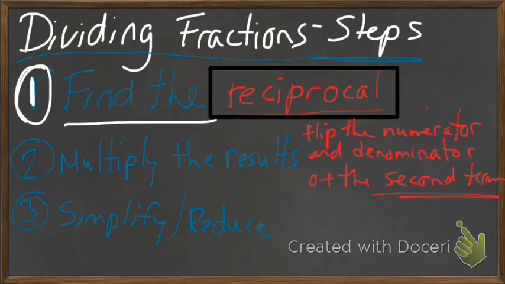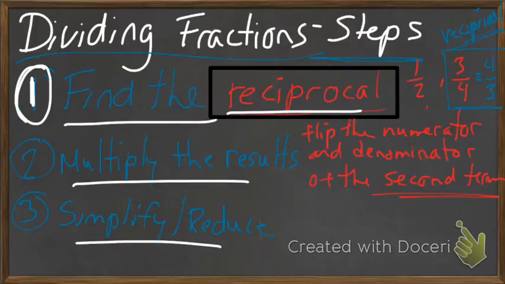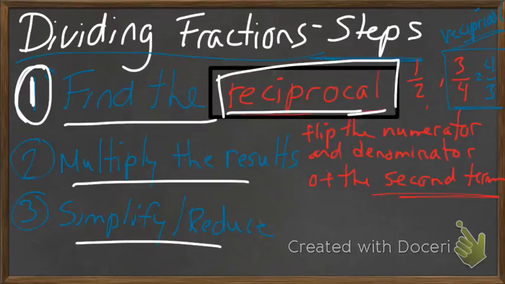If we have 2 terms, for example, if we have 1/2 and 3/4, what we're going to do is flip that 3/4. So this 3/4 is going to turn into 4/3, okay? That's the reciprocal. Once we have found the reciprocal, we then just multiply the results, and then we simplify or reduce. Okay, so this reciprocal part is the most important part when we're dividing fractions.